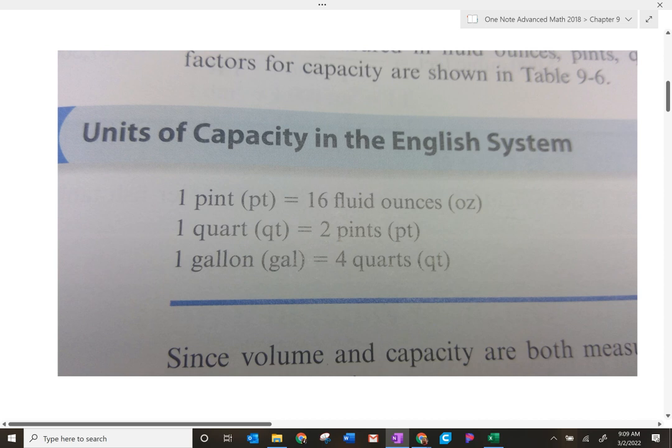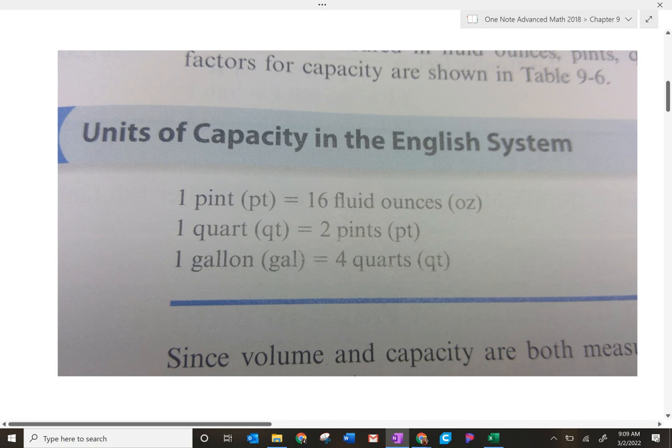All right. Hopefully, you guys should know these ones, and if not, you can write them down as well. It's going to be that conversion between capacity units. So you've got how many ounces are in a pint.